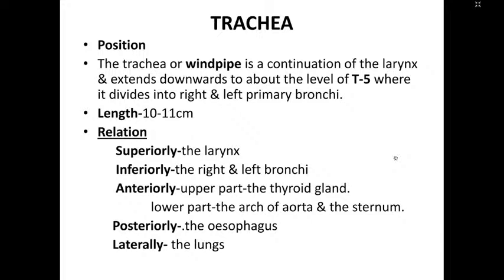Okay, and you have to make sure you don't injure the recurrent laryngeal nerve. Otherwise, the patient will develop paralysis of the vocal cords and hoarseness might set in. So anteriorly, there is a thyroid gland in the upper part. In the lower part, there is arch of aorta and the sternum. Posteriorly, there is esophagus, and laterally the lungs.